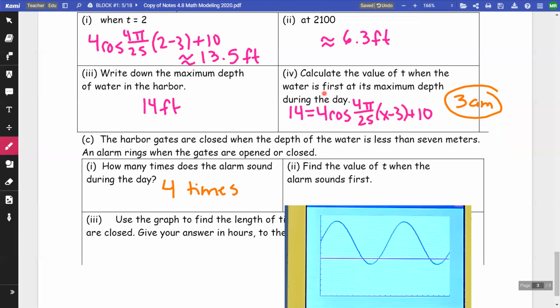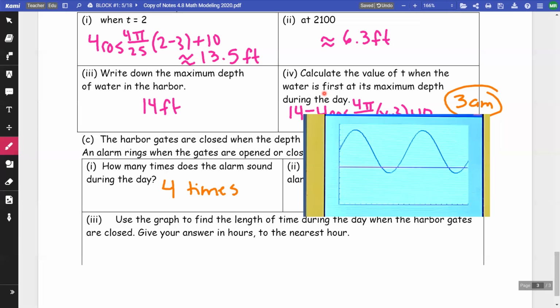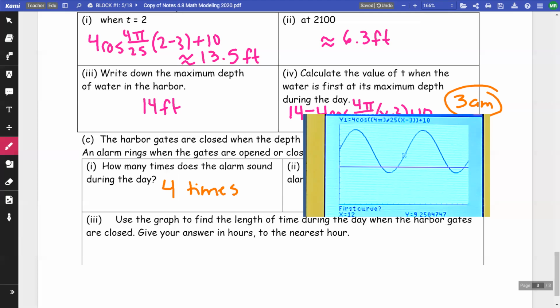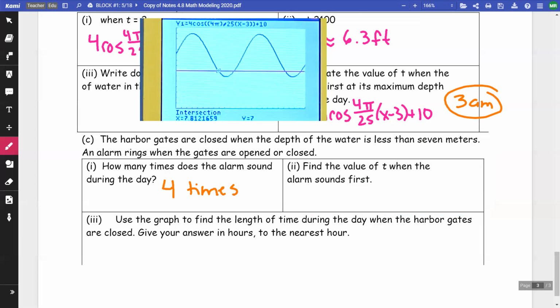Okay. It says find the value of t the first time that the sound goes off. So again, I can do second and calculate button. Go to my intersection. I can just press number 5. I'm going to drop down to the line, and I want the first one, which is around here. And I'm going to hit enter, enter, enter. And then it says 7.8 hours. So at 7.8 hours is when the first time is.